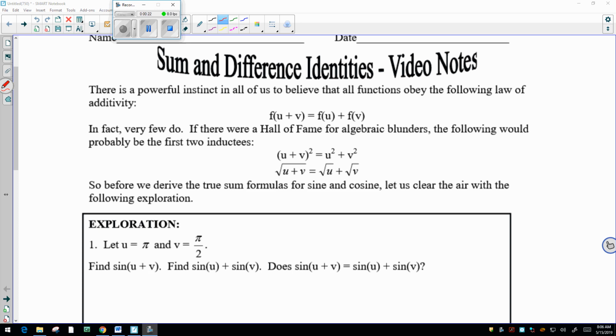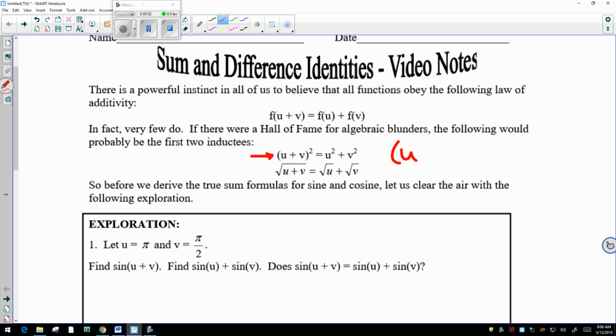So the reason we're taking a look at these in this first exploration is a lot of times we see something like that first notation, f of u plus v is equal to f of u plus f of v. And we think that that should always work. That doesn't always work. And two really big situations where that doesn't work is something like this first one, knowing that u plus v, that whole quantity squared, it doesn't equal this. This we have to actually expand on, right?